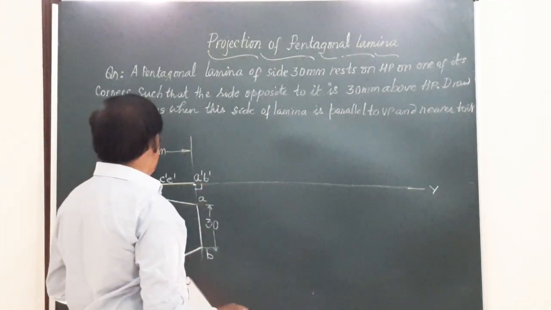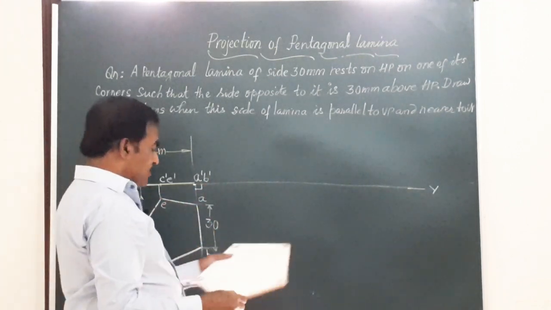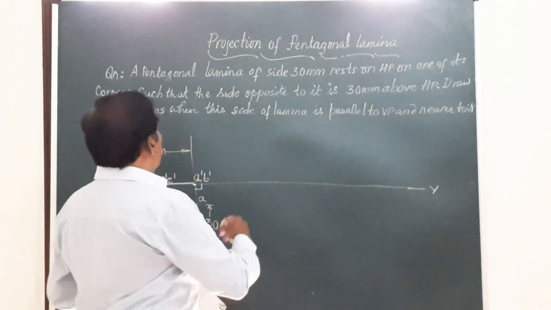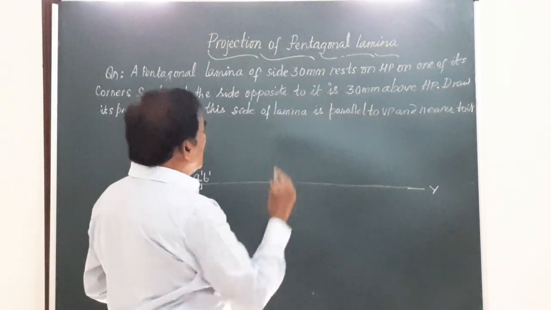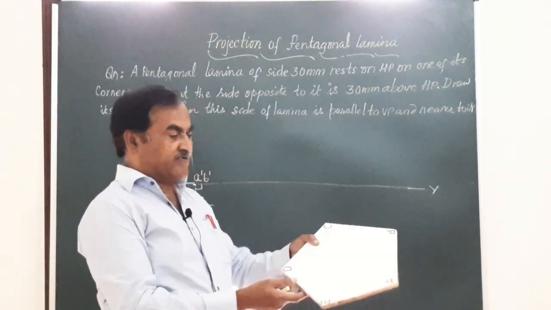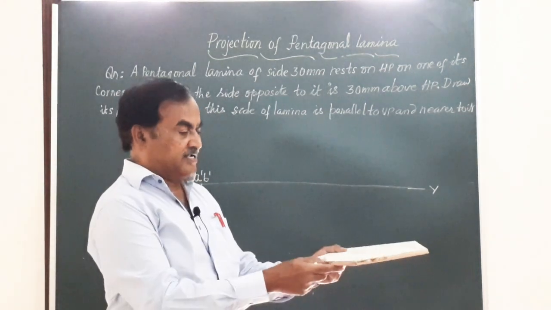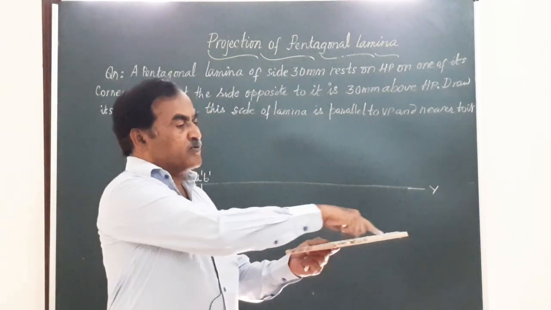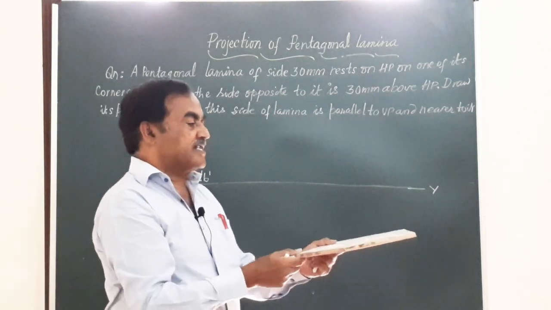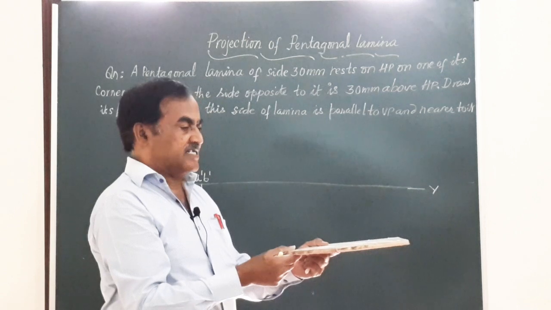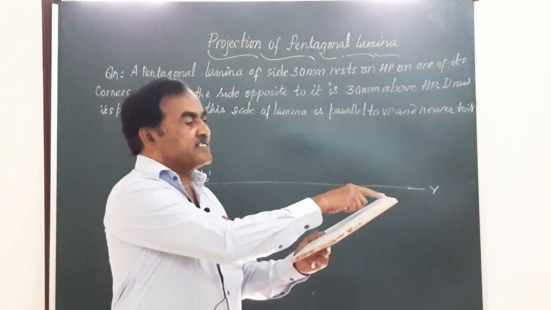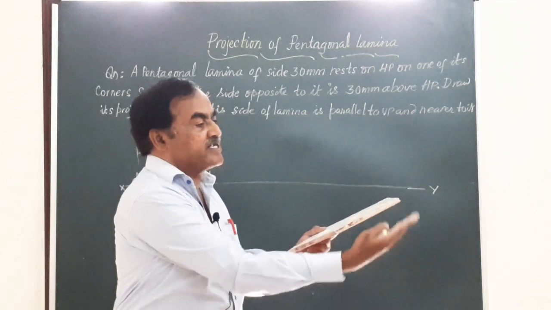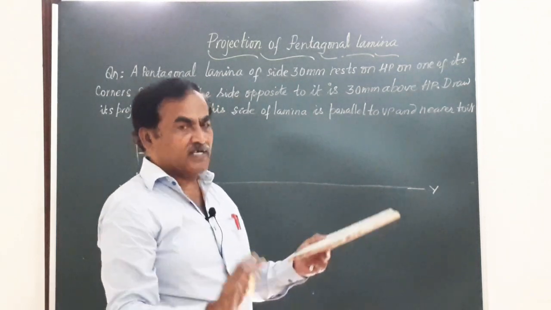Friends, he says that the lamina is resting on that corner and the side opposite to that is at a distance of 30 mm above HP. That is to say, friend, if this is the lamina, it is resting on D, the opposite side is AB, that side AB which was horizontal, which was on XY, is slowly tilted such that this edge will move up from the XY by a distance equal to 30 mm.